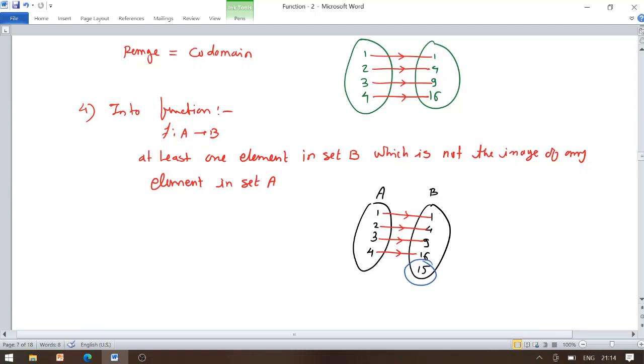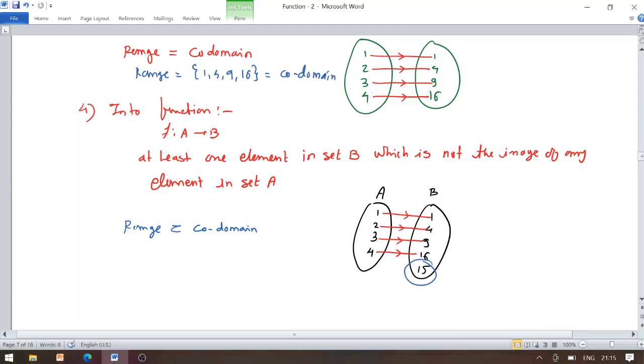What about the relation between range and codomain? Here the range set becomes a subset of the codomain. Look at the range in the previous example. We had the range 1, 4, 9, 16 of the given function f, which is exactly the same as your codomain. Codomain means the set of all elements in set B.